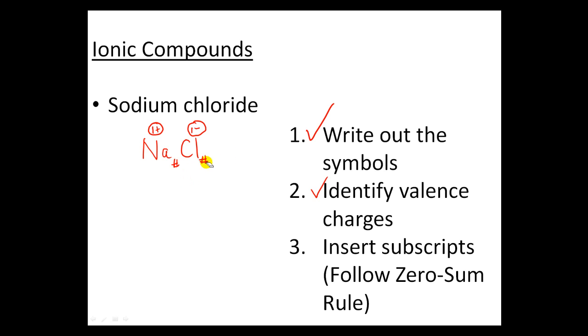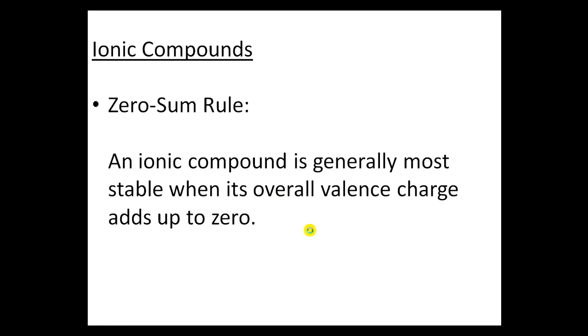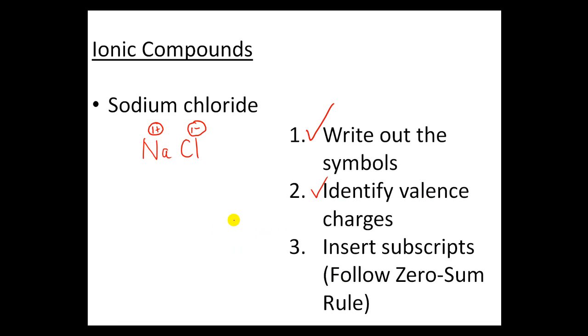Okay, so in order to figure out what the subscripts is for each element, we need to follow the zero-sum rule. So the zero-sum rule states an ionic compound is generally most stable when its overall valence charge adds up to 0. That's the key term. All right, must add up to 0.